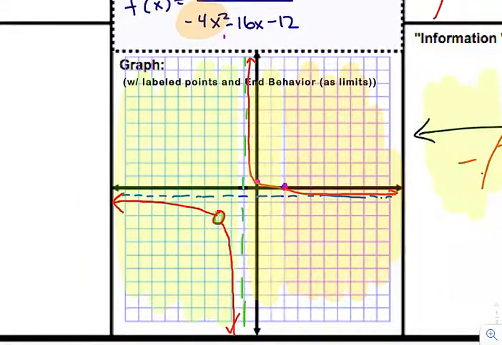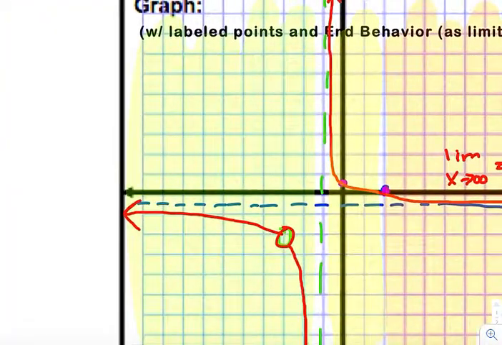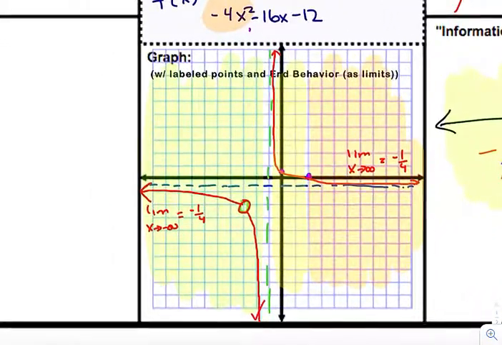So we can kind of track a couple things. It's nice to talk about our limiting behavior. So as x goes to infinity, my graph is going to go to negative 1/4, which we predicted as our asymptote anyway. The same thing here, as x goes to negative infinity, we're also going to end up at negative 1/4. Never crossing, but going right to the asymptote.